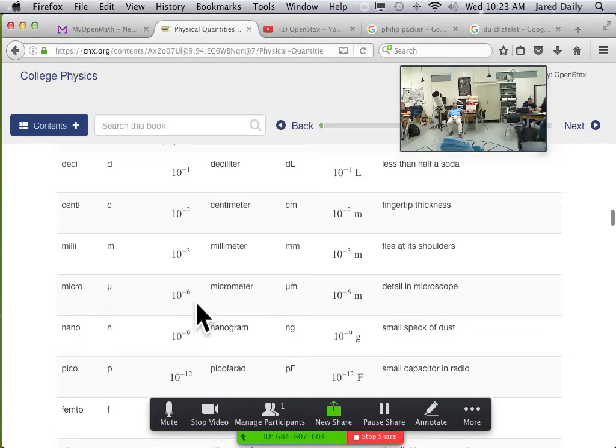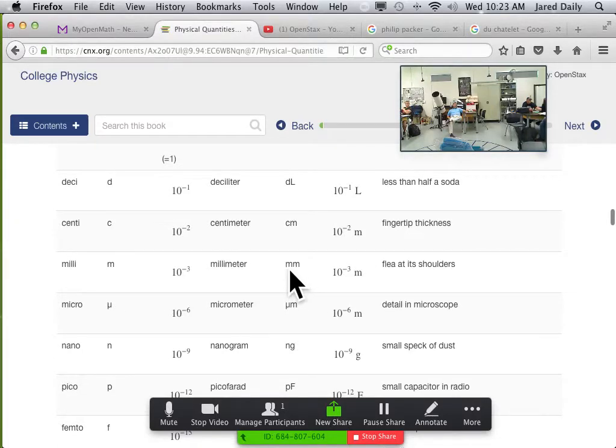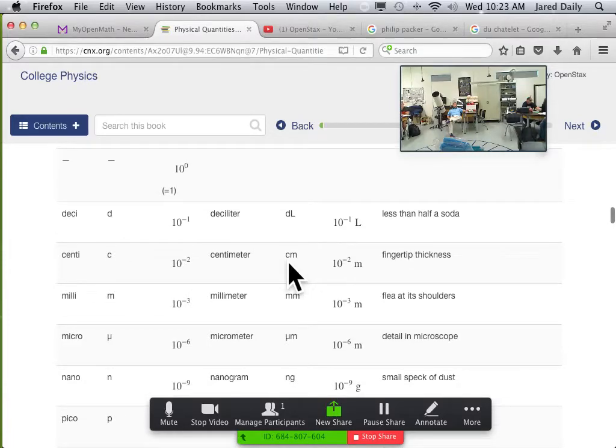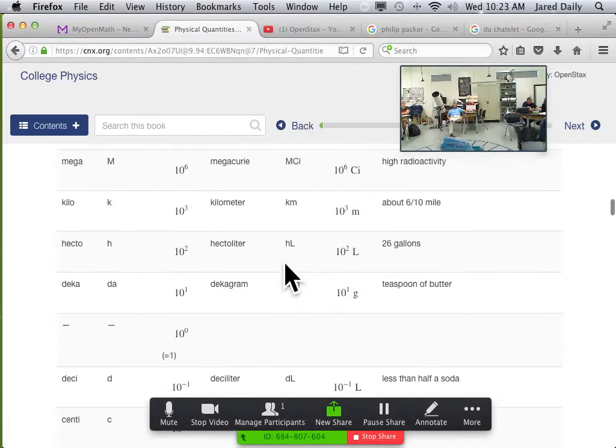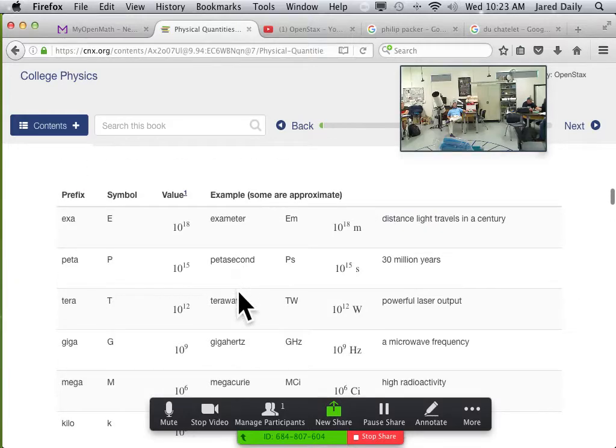If you're using one of these prefixes, this is what you multiply by. So micro, you multiply by 10 to the minus 6. And 10 to the minus 6 is, of course, dividing by 10 to the 6, or dividing by 1,000,000. Here is the shorthand that we use. Micro uses a mu, which is a Greek letter. Milli uses an m, so millimeter. Centimeter, the centi uses a c, and so on and so forth. We show all these here.